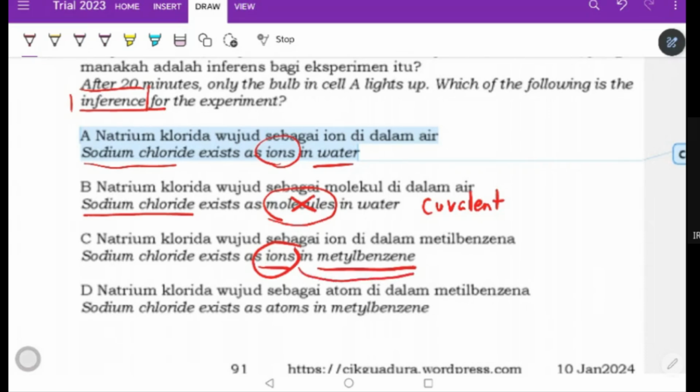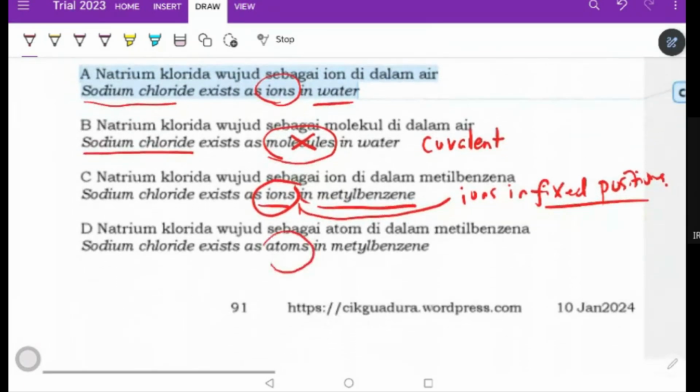So to be specific here, ions in fixed position. Okay. Meaning that they cannot move freely. Atoms is also wrong. It is ions but they cannot move freely. So A.